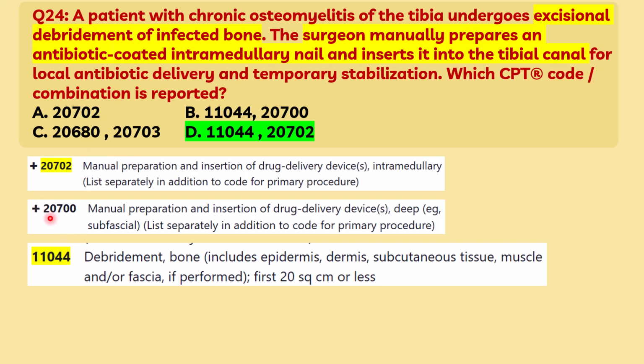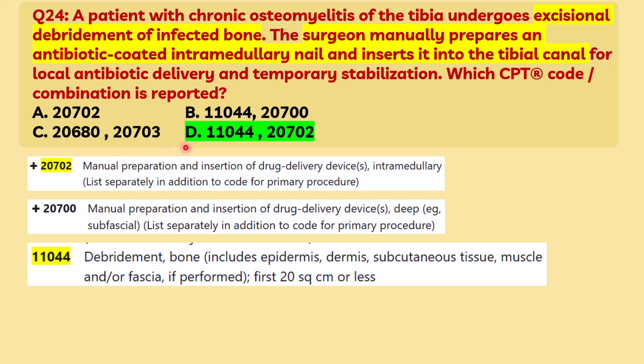Let's check the other one. 20,700 says manual preparation and insertion of drug delivery device, deep. That is also deep, but this is not inside the bone. It says subfascial. So the correct add-on code will be this one, 20,702. So let's check the primary code. There's only one primary code, 11,044. It says debridement, bone. Includes epidermis, dermis, subcutaneous tissue, muscle or fascia if performed. So here it says excisional debridement of infected bone. So that is the primary code here. So the correct code combination will be 11,044 and 20,702. So the correct answer will be answer D.